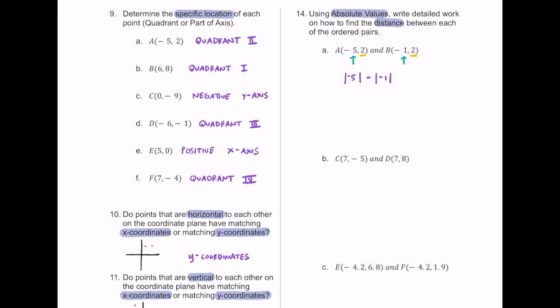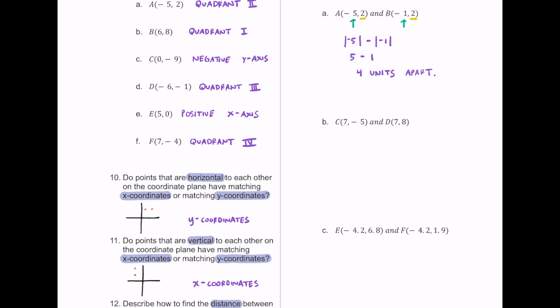The absolute value of -5 is 5 and the absolute value of -1 is 1. So 5 minus 1 is going to be 4. These 2 points, A and B, would be 4 units apart from each other, right? That would be their distance. All right, so that's 14A.